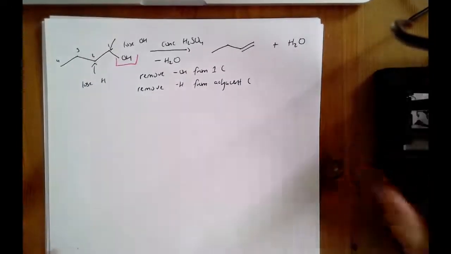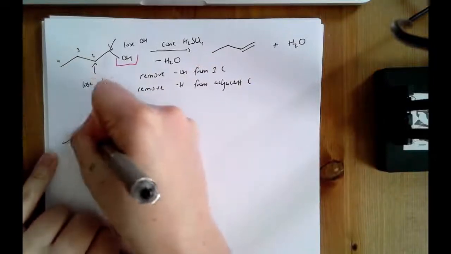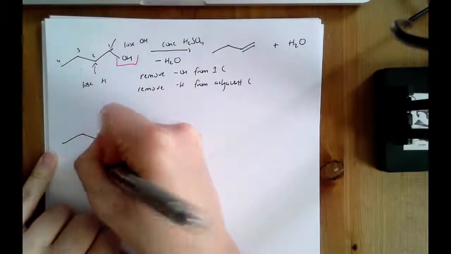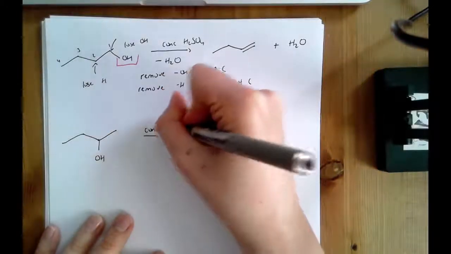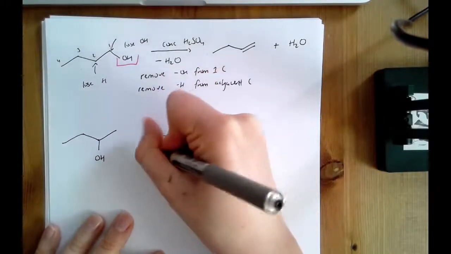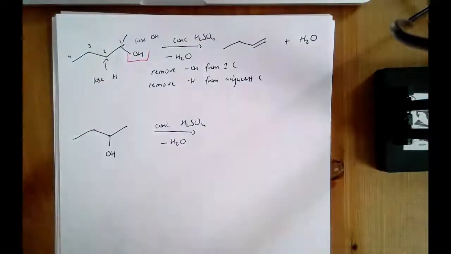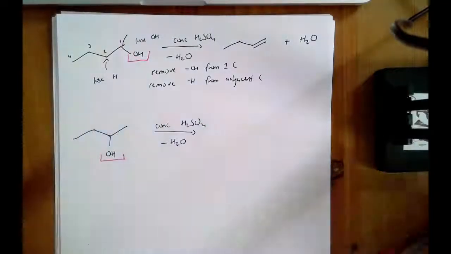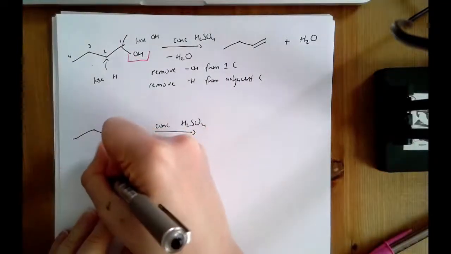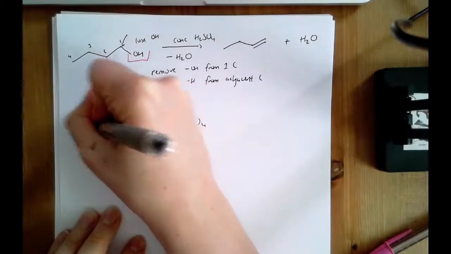If we do another example, I'm just going to change it. I'm going to heat this alcohol with my concentrated H2SO4, and that's going to cause me to lose H2O. So again, I'm going to remove OH from 1 carbon, and that's quite obvious. I'm going to be losing OH from carbon number 2.